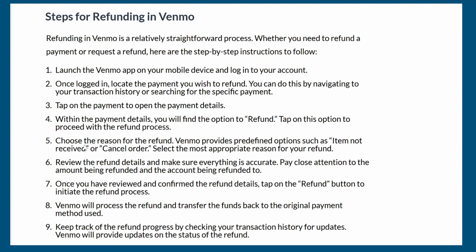Now, choose the reason for the refund. Venmo provides predefined options such as items not received or cancel order. After that, select the most appropriate reason for the refund. Review the refund details and make sure everything is accurate. Pay close attention to the amount being refunded and the account being refunded to. Once you have reviewed and confirmed the refund details, tap on the refund button to initiate the refund process.